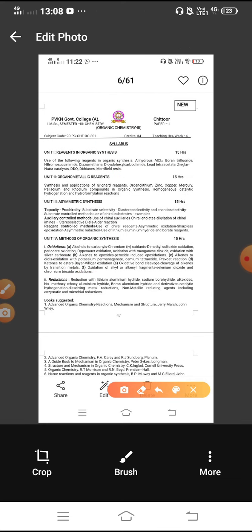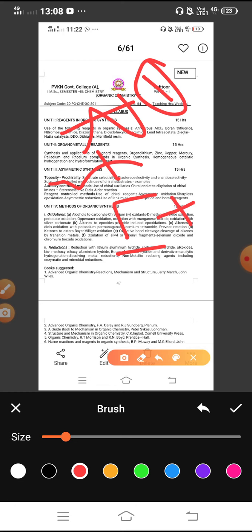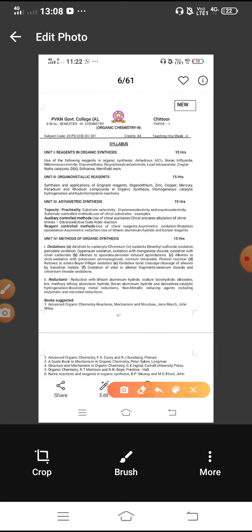Next, alkyl lithium, RLi, R minus and Li plus. It is also a good source of nucleophile R minus. It can attack at electrophilic carbons. Next are mercury, palladium and rhodium in organic synthesis.